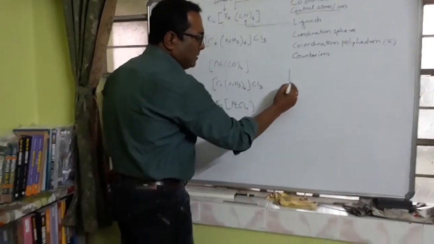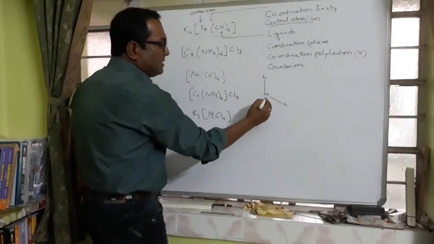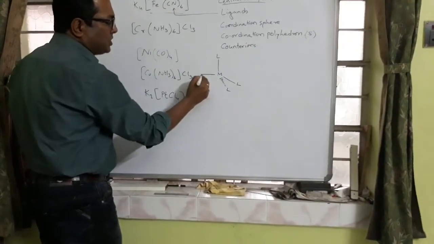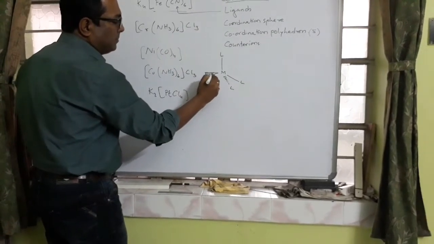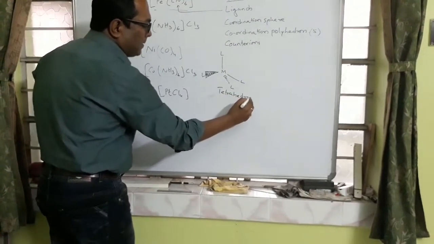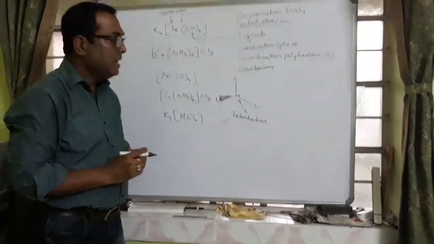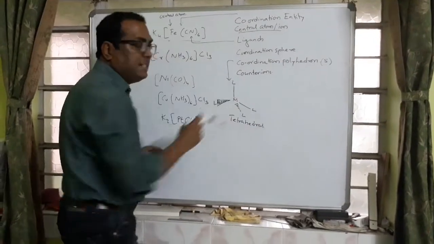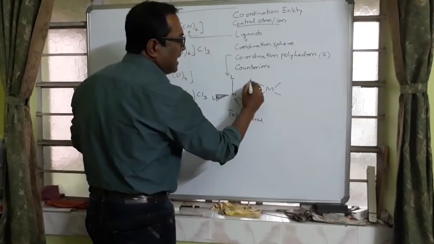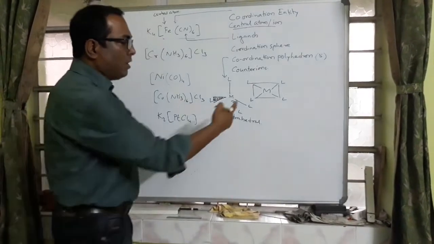If this is the metal, and if we take the ligands as L, they can take the shape of a tetrahedral. So if there are 4 such ligands, they can take the shape of a tetrahedral. This is one of the polyhedrons. The central metal atom can also have the ligands at 4 different sites forming a square. So it is called square planar.